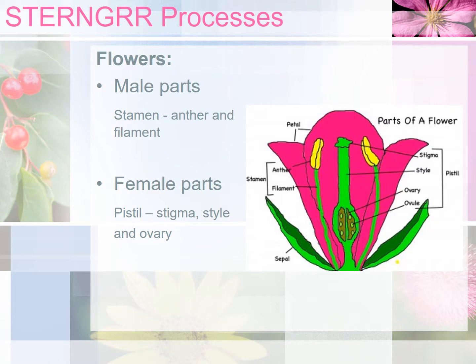Then we have the female part, which is the pistil, down through the middle. At the top it has the stigma, then the style, the ovary, and the ovule. The ovary contains the ovule, which is the egg. The stigma is often very sticky, and it's where the pollen lands, and then it moves down the style and fertilizes the ovule within the ovary.